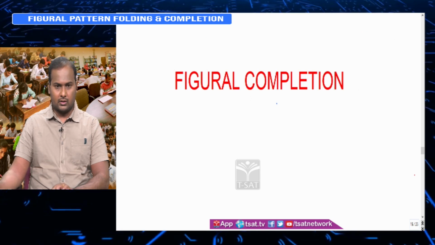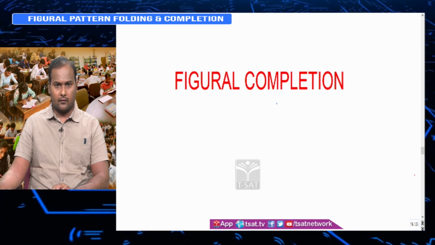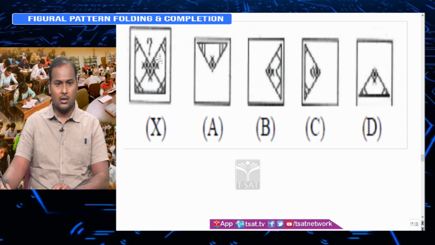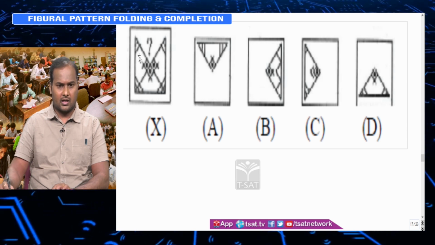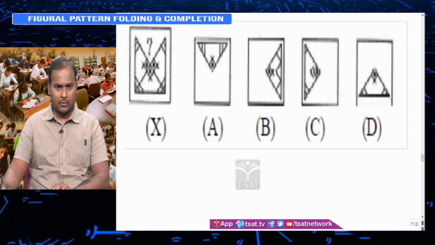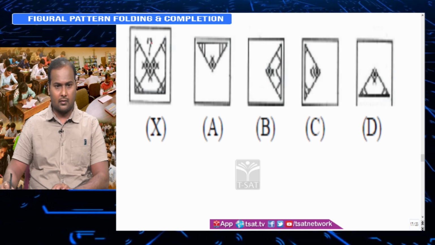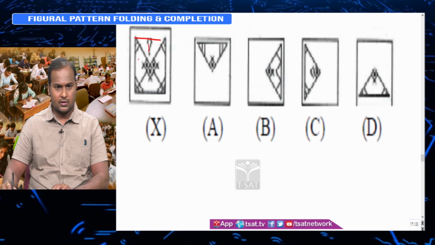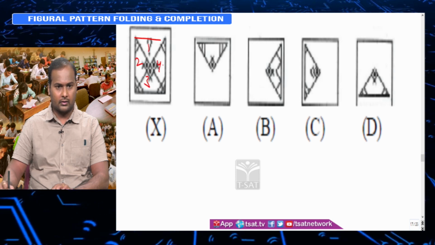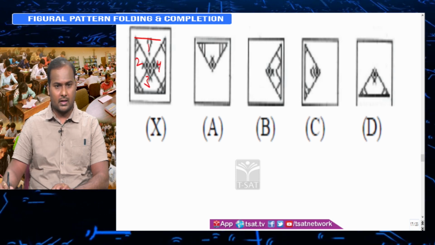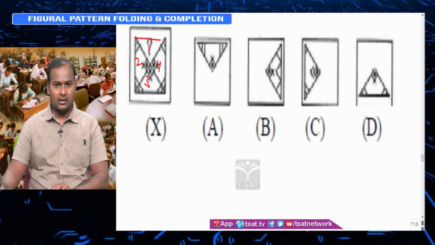Next, we are going to discuss figure completion. See here, in this particular paper, actually I can say this as an image or a paper. In this case, 3 sides are given. In total there are 4 sides. What are the 4 sides? This is 1, 2, 3, 4. So he will give 3 sides and ask you to find the next side.